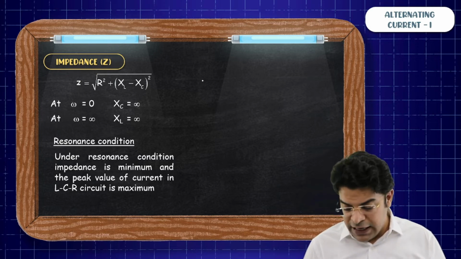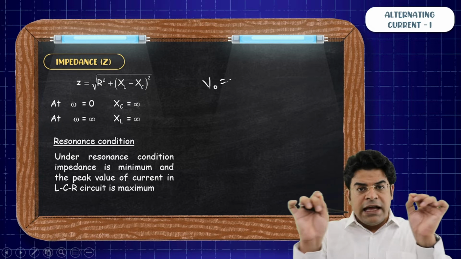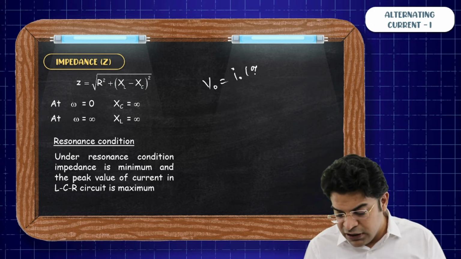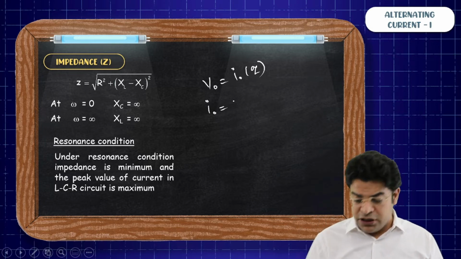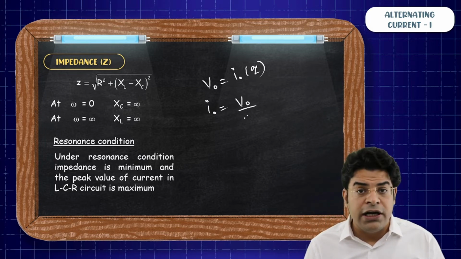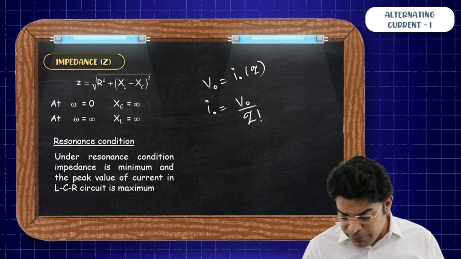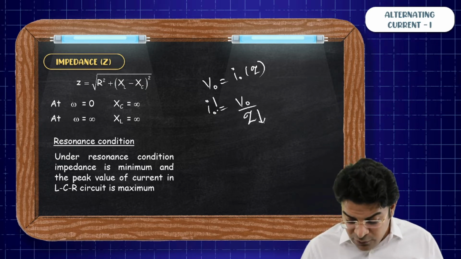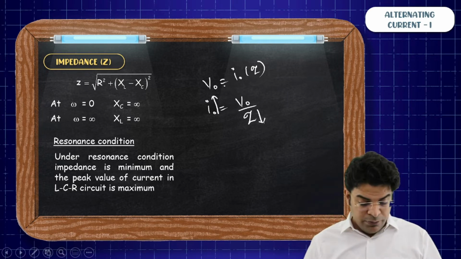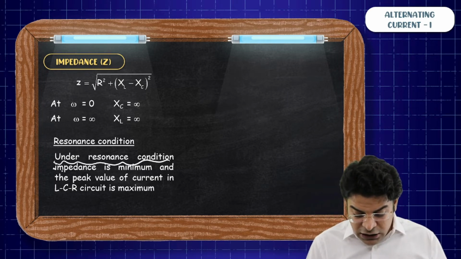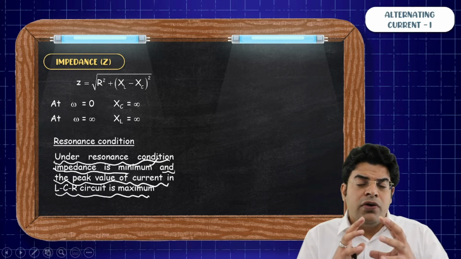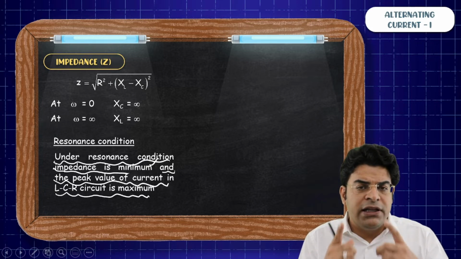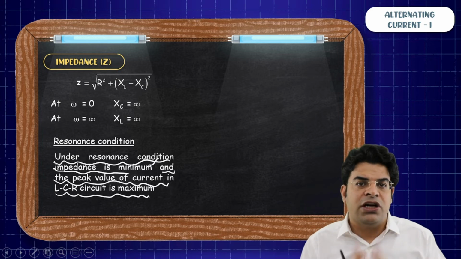And since we know that the peak potential drop across an LCR circuit equals the peak current flowing through it times impedance, I can write the peak current flowing through a series LCR circuit equals the peak potential drop across it upon the impedance. When the impedance becomes minimum, we say that the current flowing in the LCR circuit becomes maximum. So under the resonance condition, the impedance is minimum and the peak value of current flows in the LCR circuit. So you get the maximum value of current flowing in the circuit when the circuit is under resonance condition.